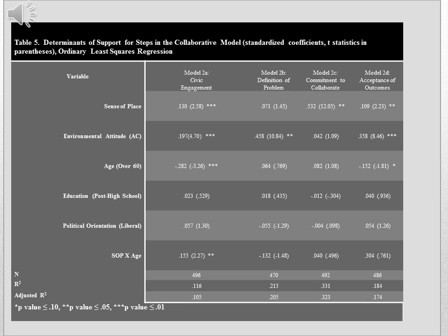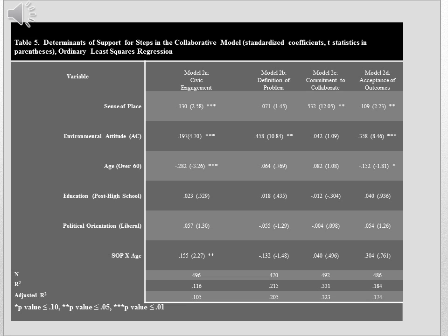But the other thing that jumped out is that sense of place was significant. And again, this is the asterisk that you're seeing up in the table itself. If you look at the sense of place variable and how it performed in each one of these models, in 3 of the 4 models, it was a significant predictor of civic engagement, of holding a common definition of the problem.